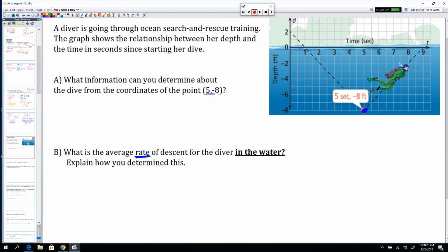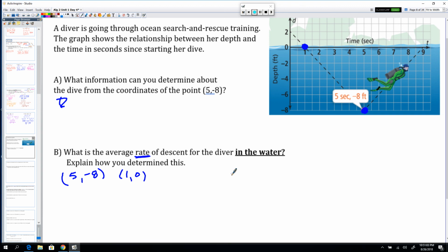If we take a look at, let's see, this is an easy to find point here: (1, 0) is one point. And (5, -8) is a point we've already talked about. If we have those two points, and you can pick other points as well, these are just ones that I chose to use, can we find the slope, or the rate of descent of this? Can we find the slope of this part of the dive?